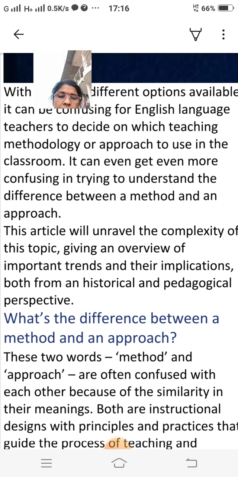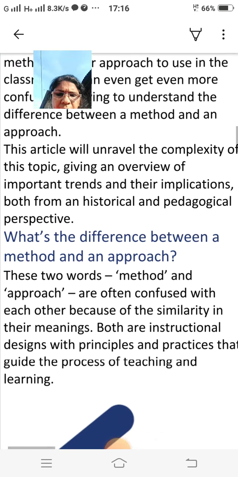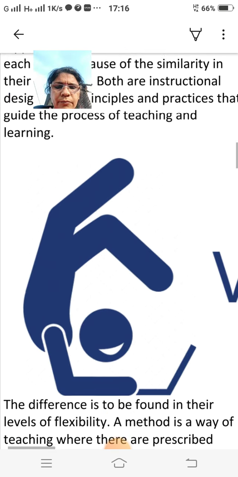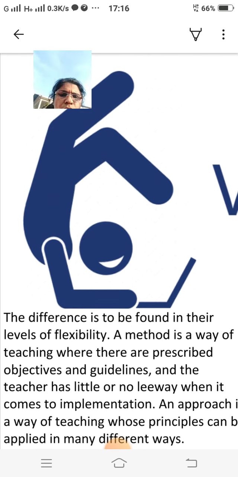What's the difference between a method and an approach? These two words, method and approach, are often confused with each other because of the similarity in their meaning. Both are instructional designs with principles and practices that guide the process of teaching and learning. The difference is to be found in the levels of flexibility.